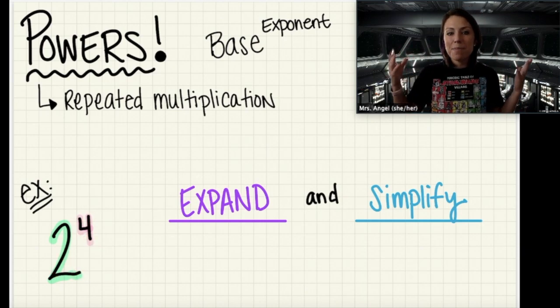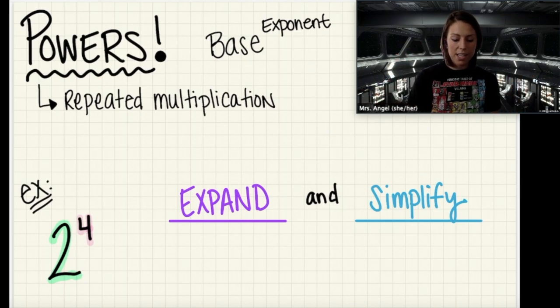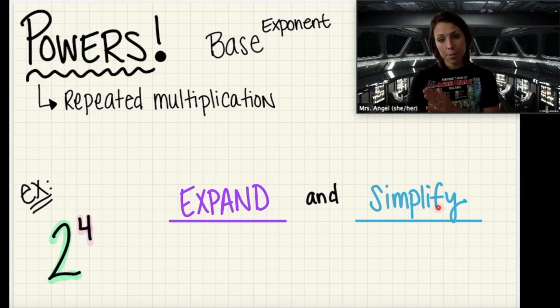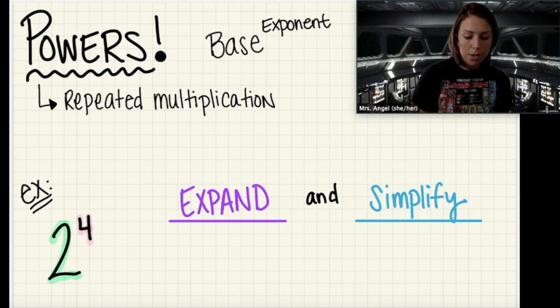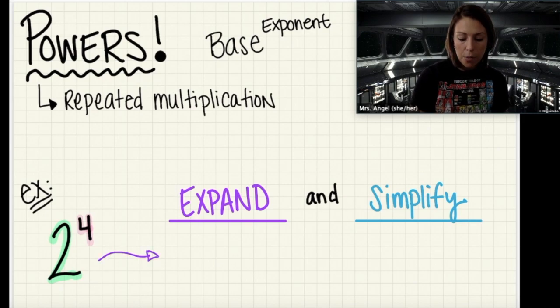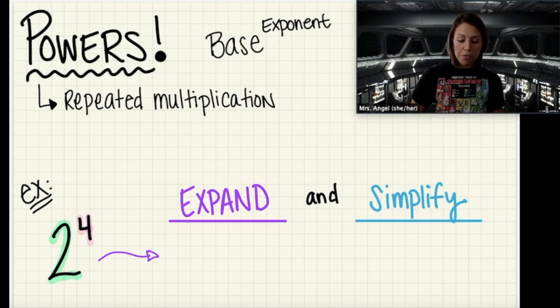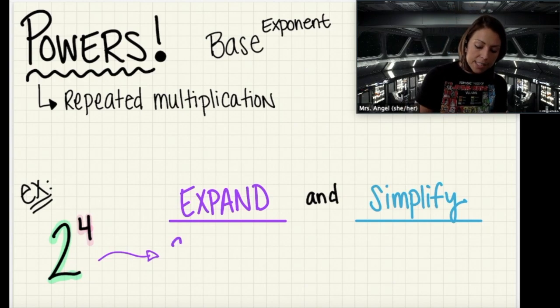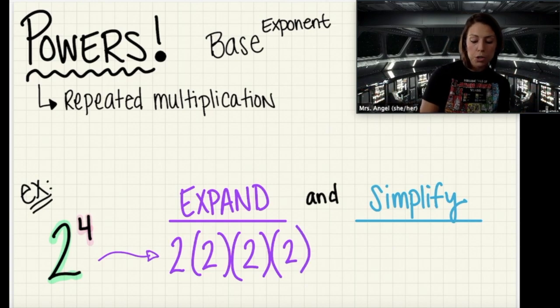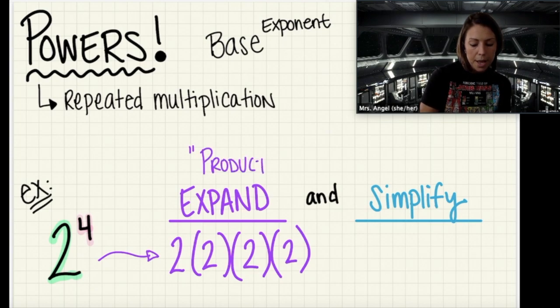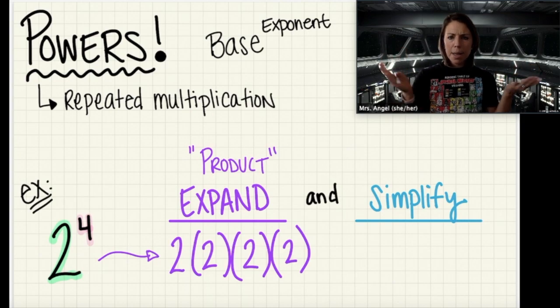So every time you're given a power, I want you to think of 2 things. You're going to expand and simplify. So what does that mean? Well, the first thing we're going to do is expand this power, and write it as its equivalent product. So 2 to the power of 4 means I'm multiplying 2 by itself 4 times. That's called expanding. Whenever you're expanding a power, you're essentially writing it as its equivalent product. First step, expand. Second step, simplify.